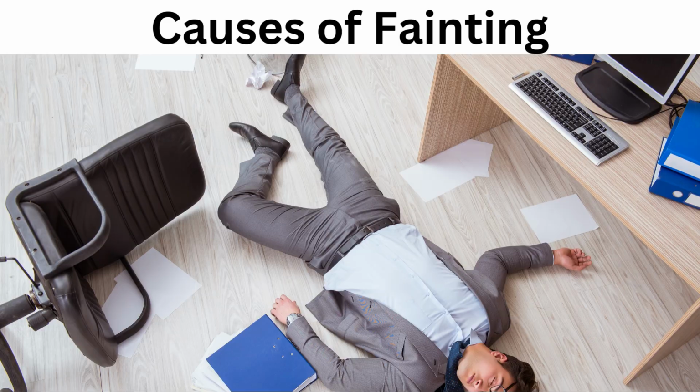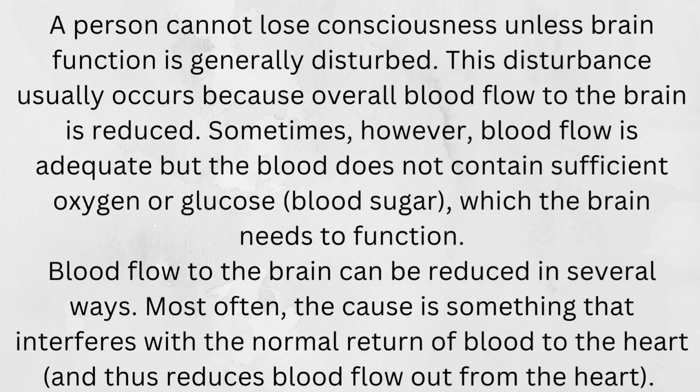Causes of fainting: a person cannot lose consciousness unless brain function is generally disturbed. This disturbance usually occurs because overall blood flow to the brain is reduced. Sometimes, however, blood flow is adequate but the blood does not contain sufficient oxygen or glucose, blood sugar, which the brain needs to function. Blood flow to the brain can be reduced in several ways. Most often, the cause is something that interferes with the normal return of blood to the heart, and thus reduces blood flow out from the heart.